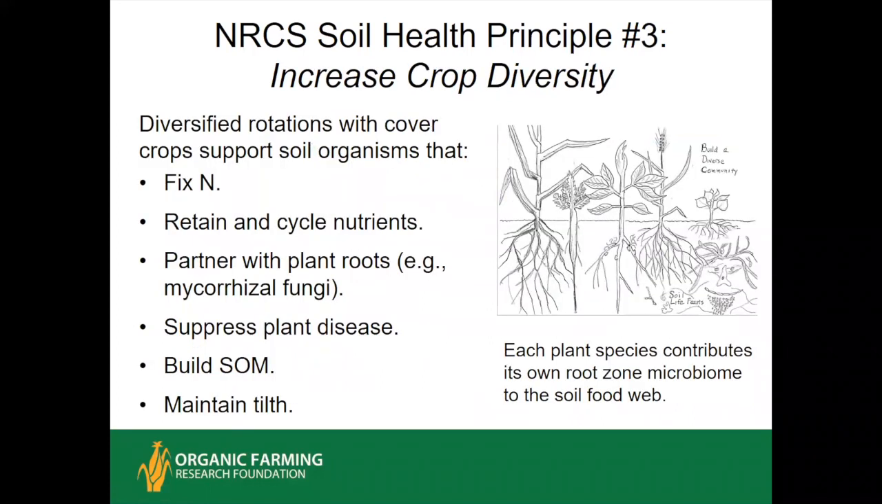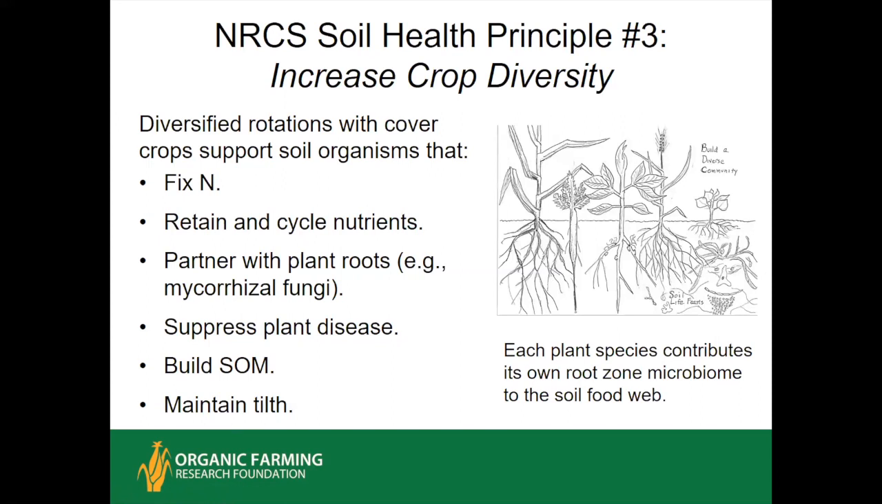Another one, the third principle, is increasing crop diversity. Every time you add another crop, either to your rotation or to your cover crop mix, this is just an example of a 5-way cover crop mix, you get different root architectures, and each plant species will contribute its own particular microbiome. It has certain organisms that it encourages and fosters to grow in its root zone.